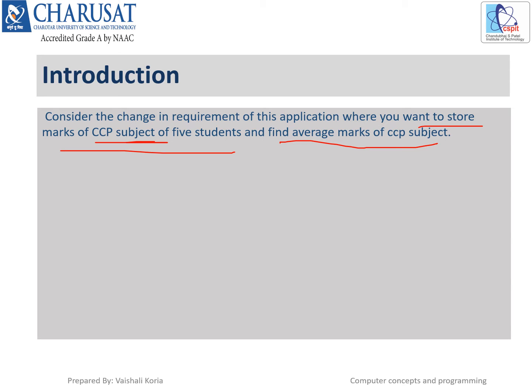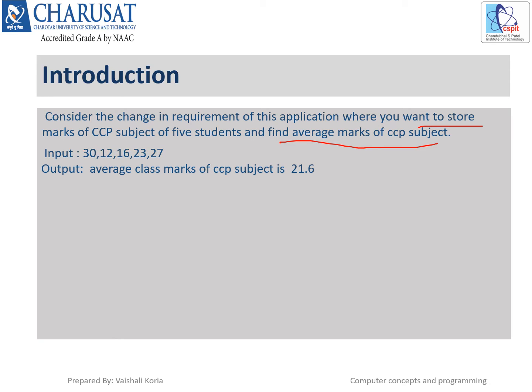So what can we do in that case? Here for this application, the input and output are also given, right? The input can be these 5 marks, and the output is the string "average class marks of CCP subject", and the value that should be printed is 21.6 based on these marks.